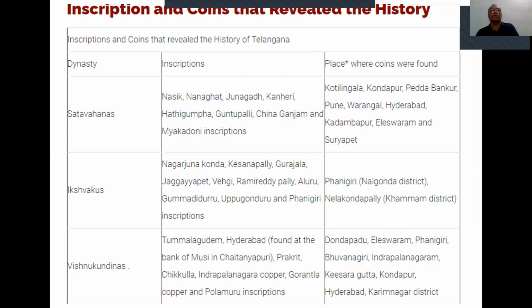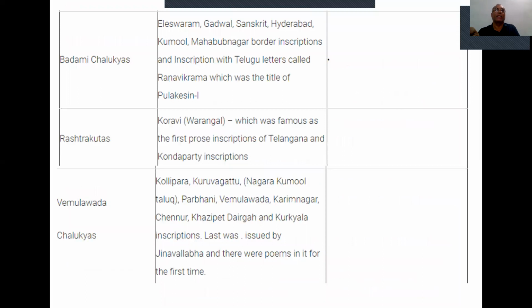Okay, so the first dynasty is Satavahanas, the second is Ikshvakus, and after Ikshvakus we study about Vishnu Kundins, and after Vishnu Kundins we have Badami Chalukya. From the times of Badami Chalukyas, I was not able to get any kind of coin availability, so that is not mentioned. But the inscriptions I have mentioned here.